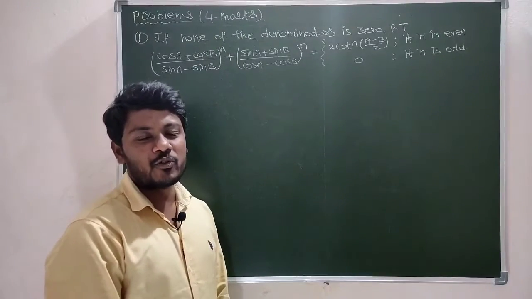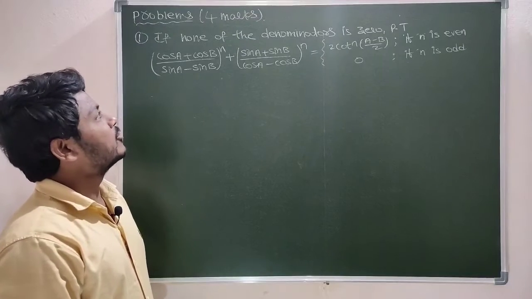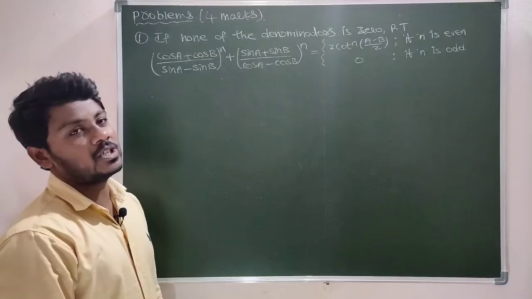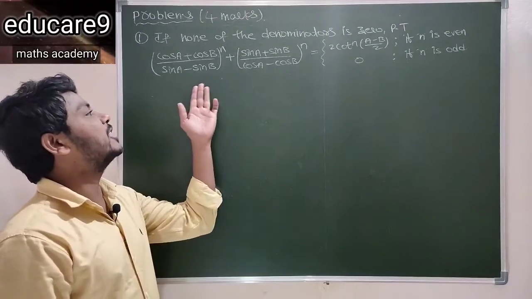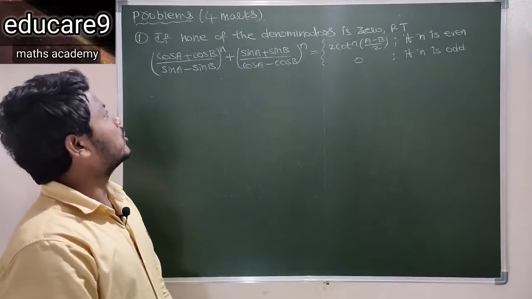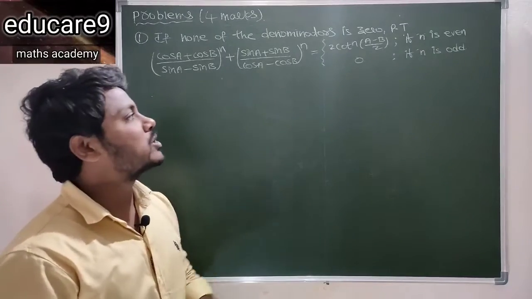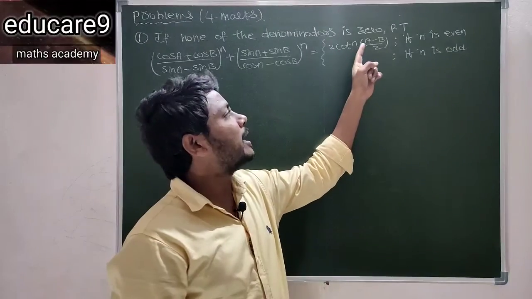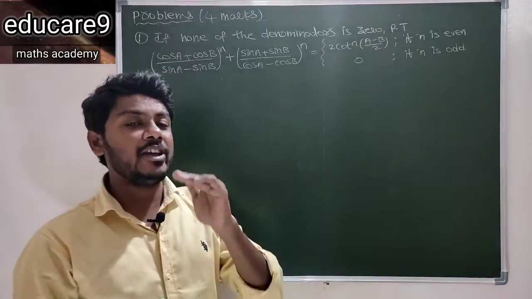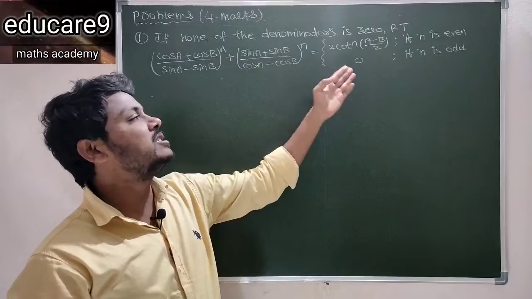Hi, hello everyone. For this session, we will discuss a few 4 marks problems. So, see the first one. If none of the denominators is 0, because if a denominator is 0, then it is undefined. Prove that the sum of these two is equal to 2 cot power n of (a minus b) by 2 if n is even. If n is odd, then this value is 0.